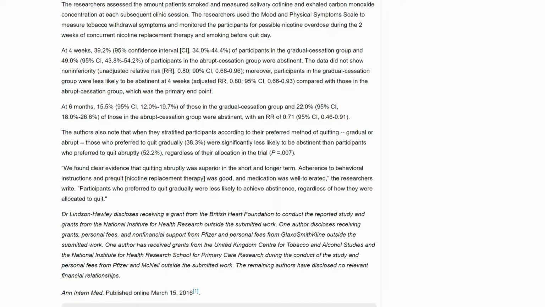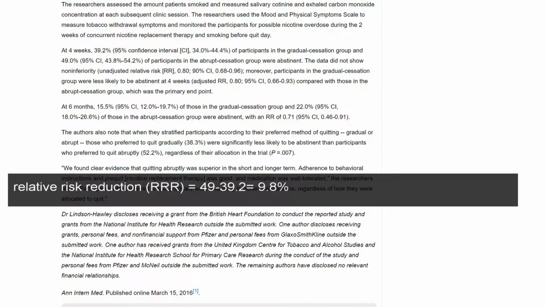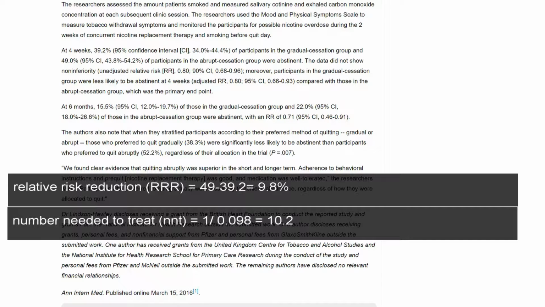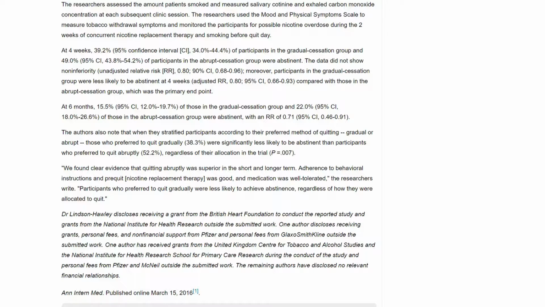Now you might also remember somewhere about relative risk reduction and number needed to treat. Whilst they are not very helpful in explaining the results of this study, let's look at them mathematically. To calculate RRR, remember it has the word reduction, so naturally it will be minus. At the 4th week, 49 minus 39.2 equals 9.8. So the RRR is 9.8. To calculate NNT, we use 1 over 9.8%, we get 10.2. And I'll talk about relative risk reduction and number needed to treat in another video.